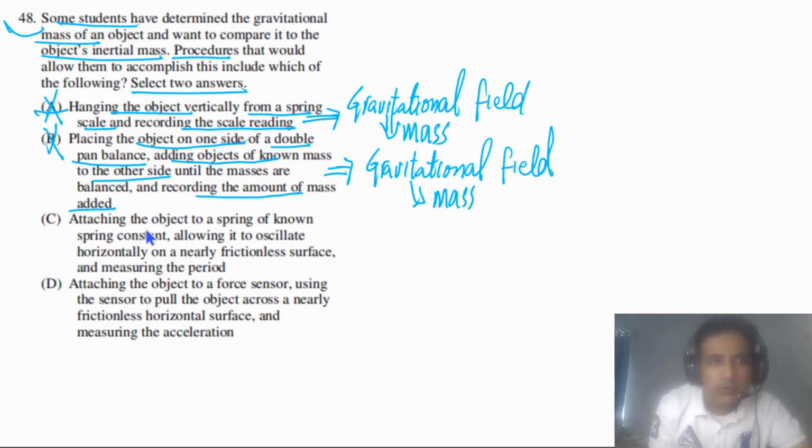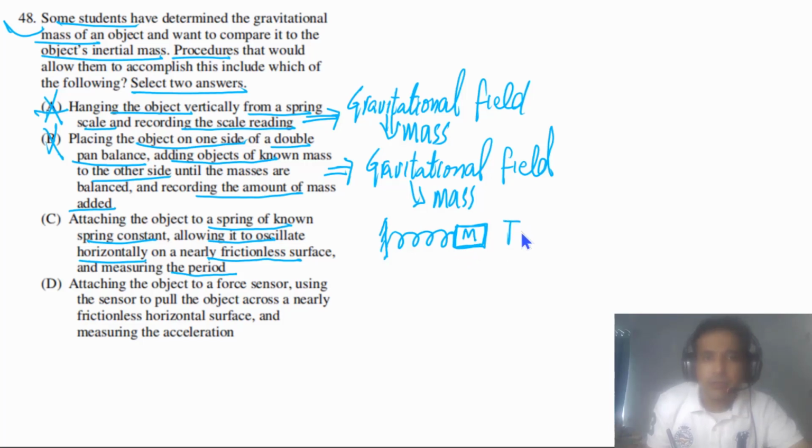Now if you look at option C, it is given to us attaching the object to a spring of known spring constant, allowing it to oscillate horizontally on a nearly frictionless surface and measuring the period. So in this case the mass is oscillating on a horizontal frictionless surface, and we can determine the time period. Time period T will be equal to 2 pi square root of m over k.